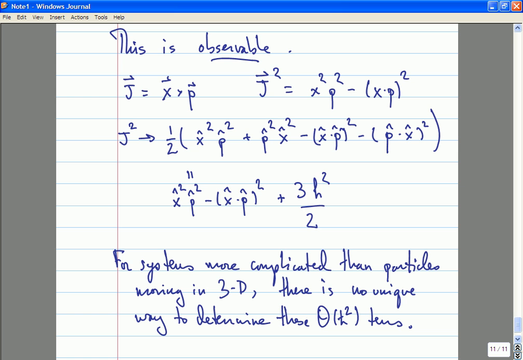So maybe I should stop here and see if there are any questions. How many of you actually saw the symmetrization principle in your previous quantum mechanics classes? You didn't see it. It's not something they teach. Okay, there was a question?